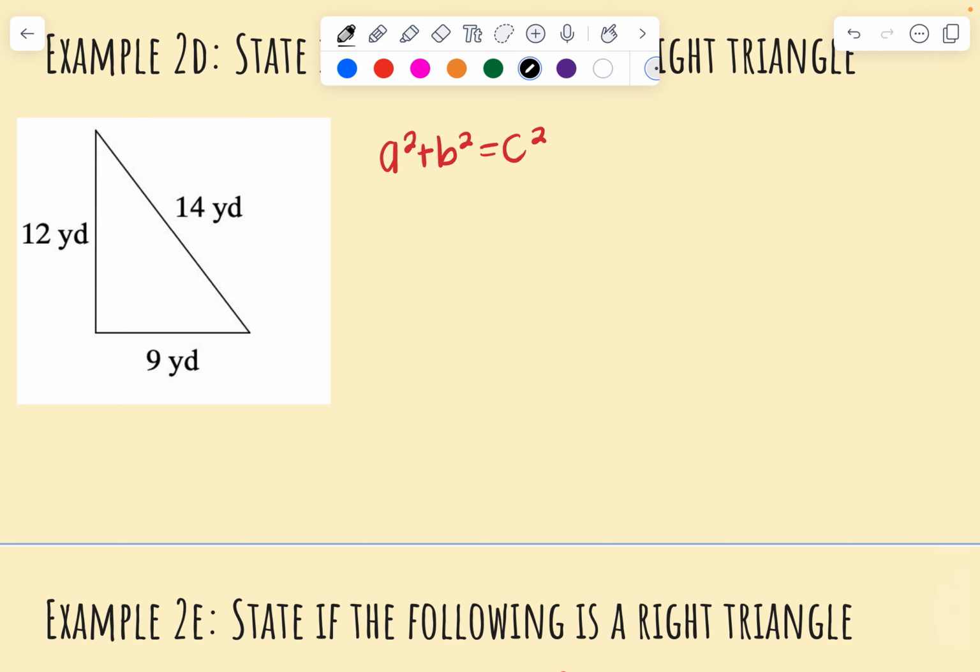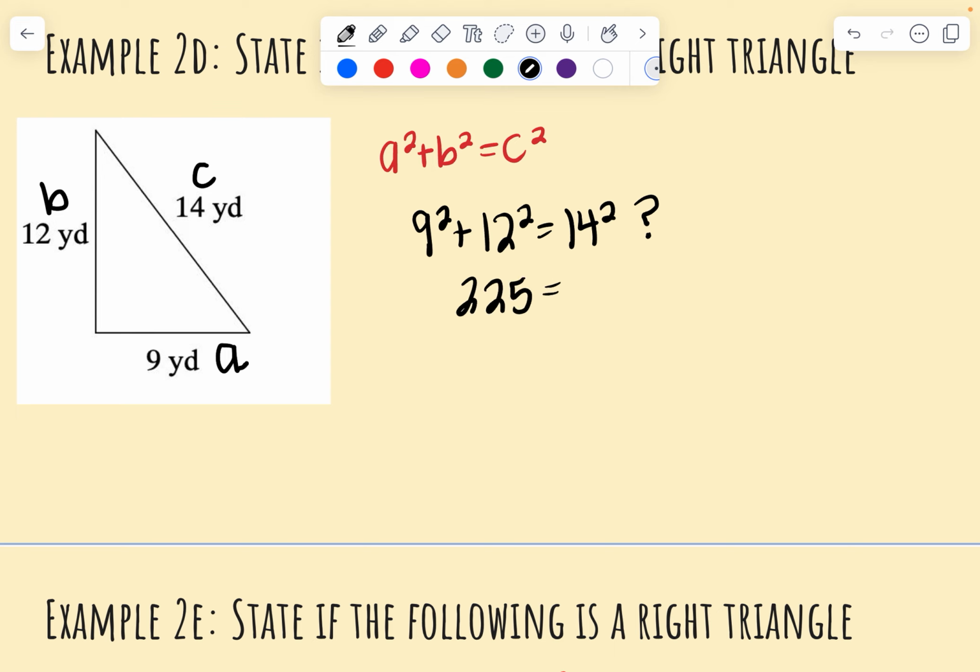Couple more here. 14 has to be my C because it's the longest side. I'm going to call 9 A and 12 B. So is it true that 9 squared plus 12 squared is 14 squared? 9 squared plus 12 squared is going to give me 225. 14 squared is 196. Those are not equal, so no, this is not a right triangle.